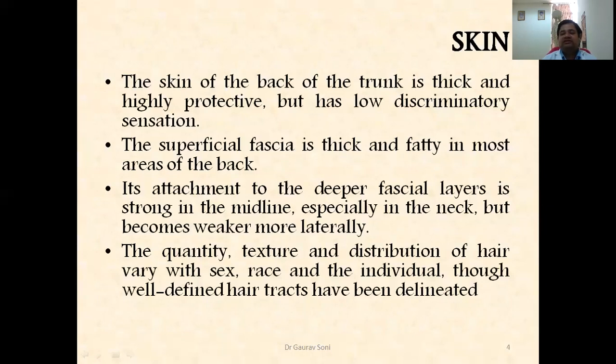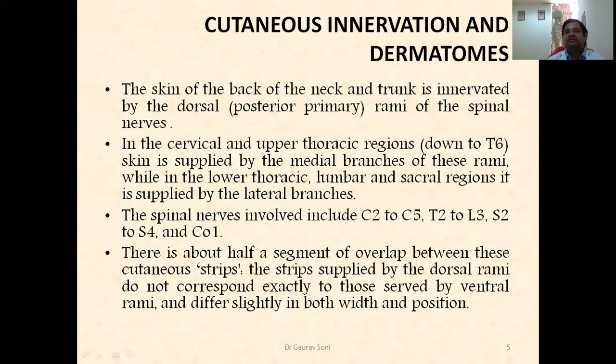So these are general features which are differentiated on the basis of quantity, texture, and distribution of hair, varying with the sex, race, and individual through well-defined hair tracts. So in this skin portion, the thing which we have to remember is that it is a little bit fatter than other places. Next comes its cutaneous innervations and dermatomes.